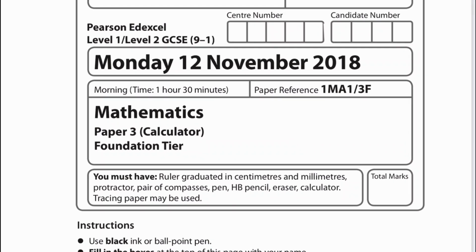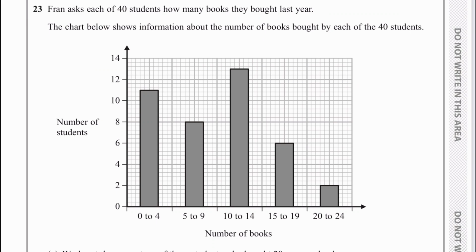Hi, this is the third video in the playlist where we're looking at the November 2018 Paper 3 Foundation Maths for Edexcel. In the previous video we completed through to question number 22. In this video we're going to start from question number 23 and we're hopefully going to complete to the end of the paper.